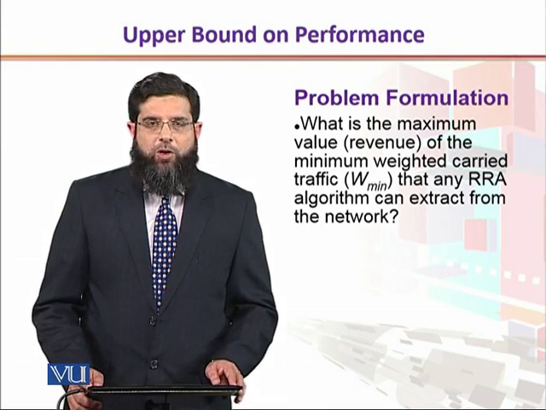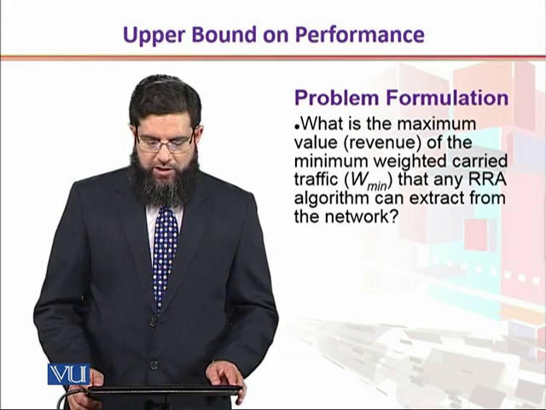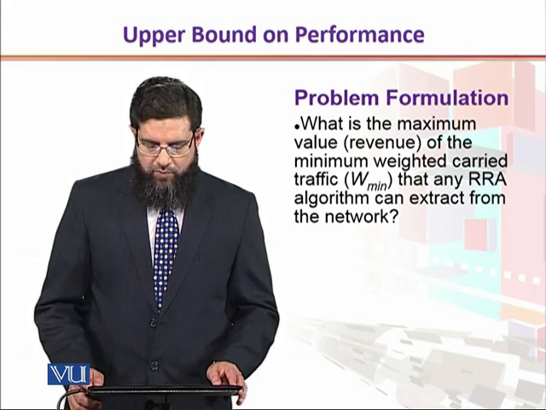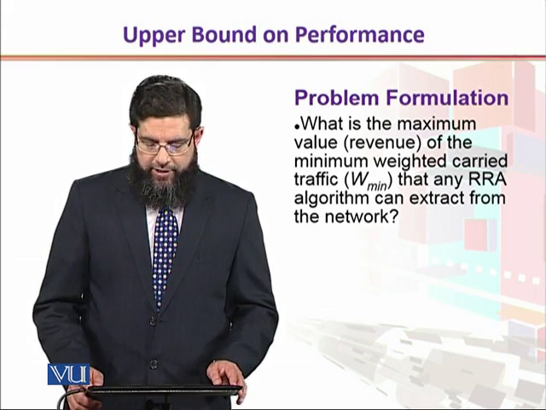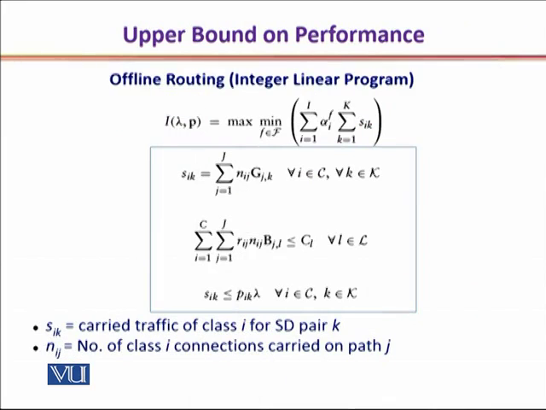The minimum profitability is certainly going to be of the flow which is minimum. How can we maximize that? Through route and rate allocation algorithm from a given network. This is an offline routing problem, also known as the integer linear program, where we have an objective function that is subject to certain constraints.